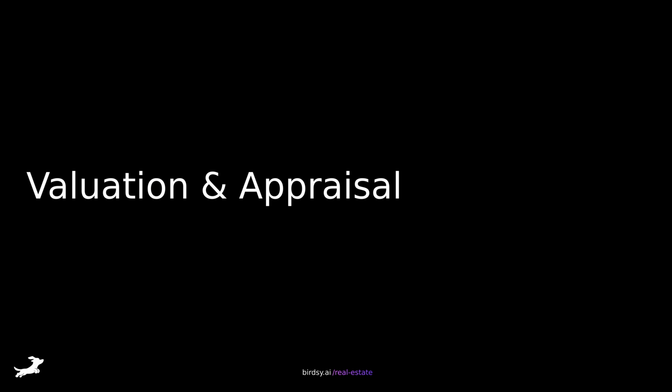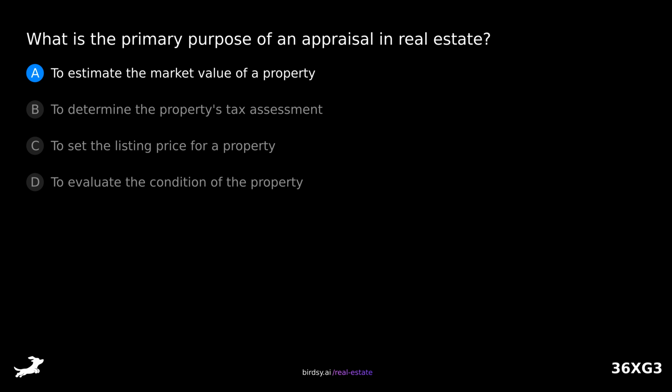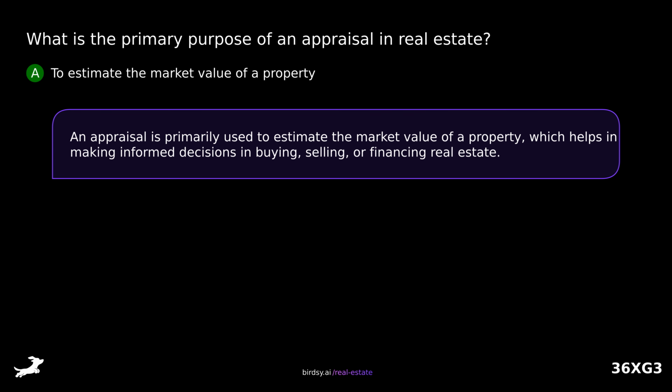Valuation and appraisal. What is the primary purpose of an appraisal in real estate? Is it A, to estimate the market value of a property, B, to determine the property's tax assessment, C, to set the listing price for a property, or D, to evaluate the condition of the property? The answer is A, to estimate the market value of a property. An appraisal is primarily used to estimate the market value of a property, which helps in making informed decisions in buying, selling, or financing real estate.